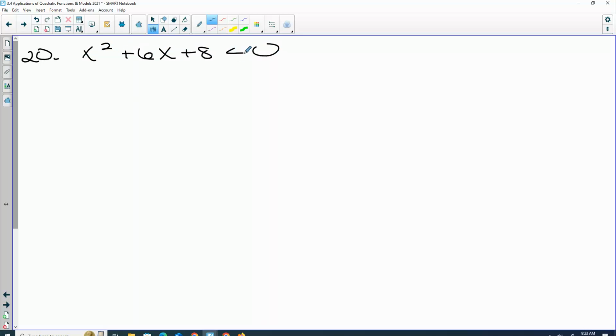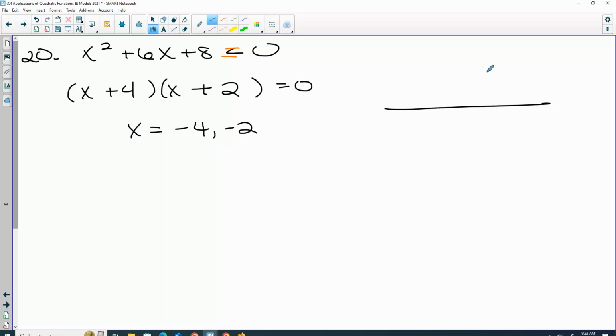So I told you first, pretend this was just an equal to. If this was equal to 0, we would solve it like normal. What multiplies to 8 and adds to 6? 4 and 2. Okay, if you set those to 0, then x is -4 and -2.